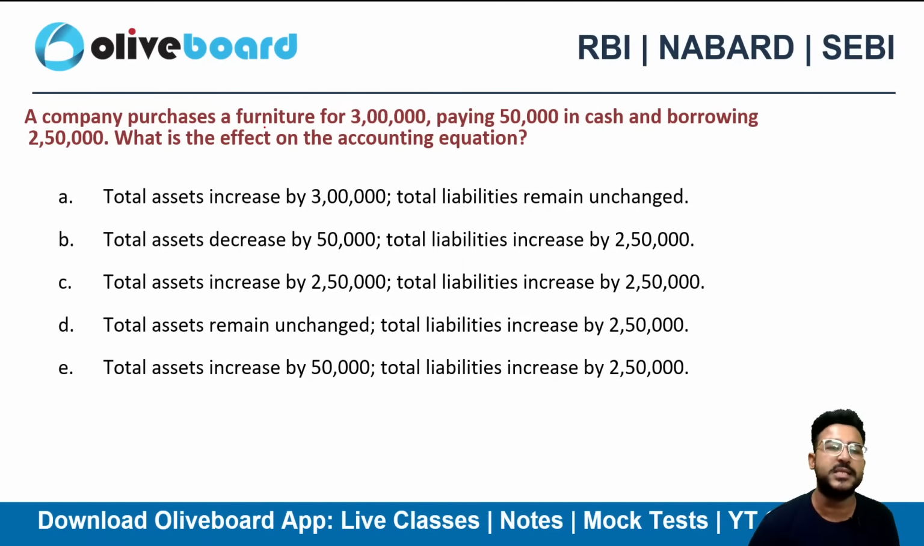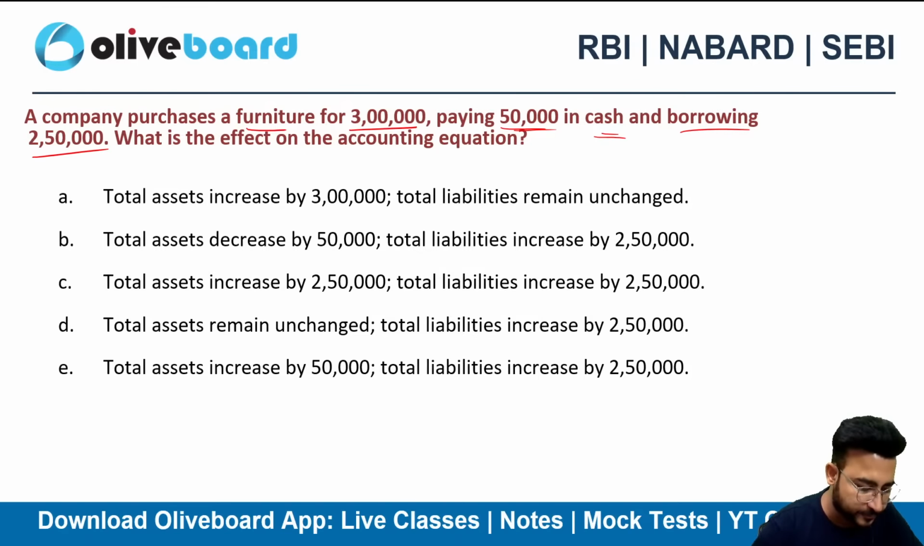Next one is related to your accounting equation. A company purchases furniture for 3 lakh rupees. The company paid 50,000 in cash and the rest of the amount the company paid by borrowing 2,50,000 rupees. What will happen to the accounting equation? Can you tell me that?